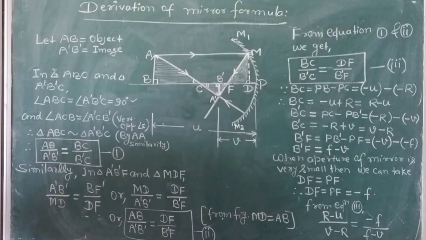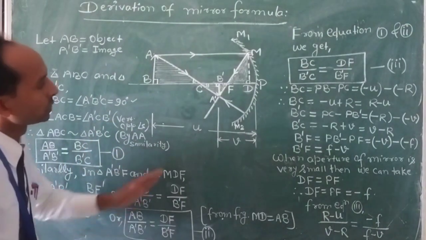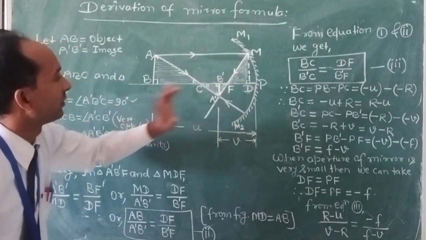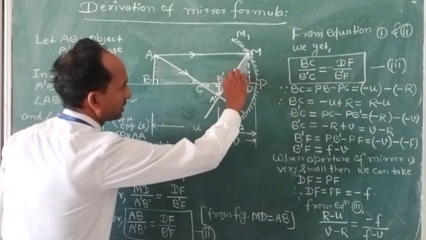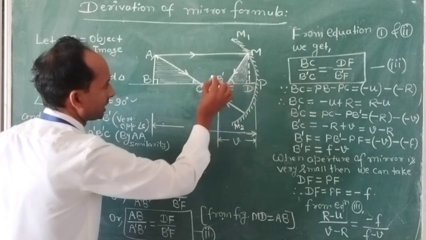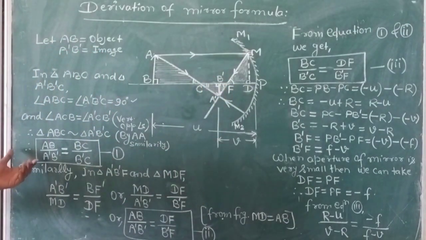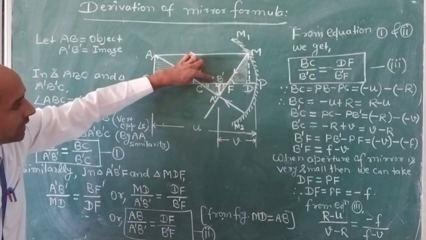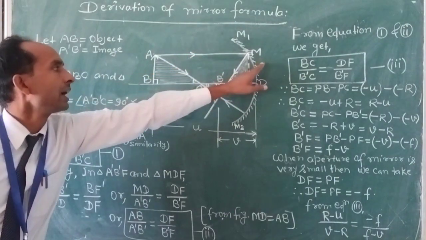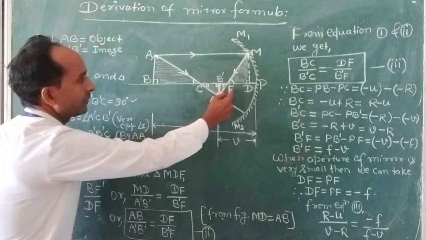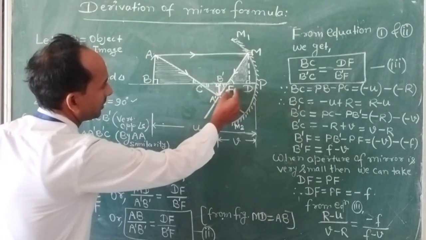This is equation first. Similarly, we can show that triangles A dash B dash F and MPF are similar because these two angles are vertically opposite, this is 90 degrees and this is also 90 degrees. So they are also similar to each other. Now in these two similar triangles, A dash B dash upon MP equals B dash F upon PF.